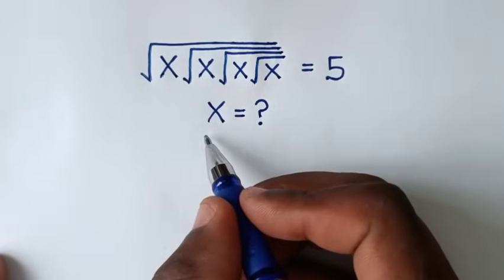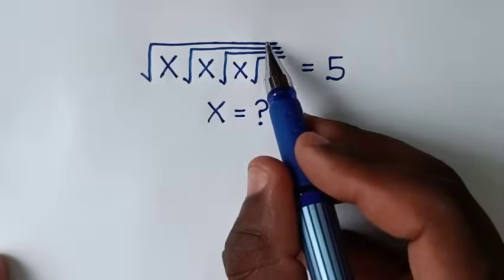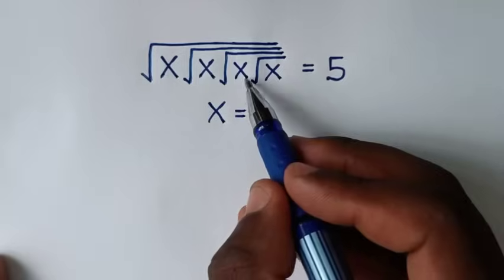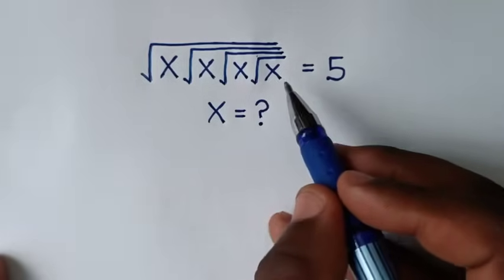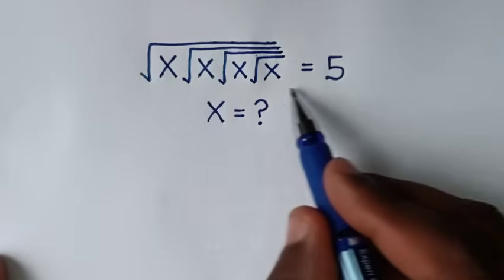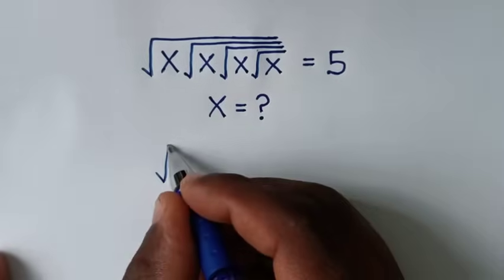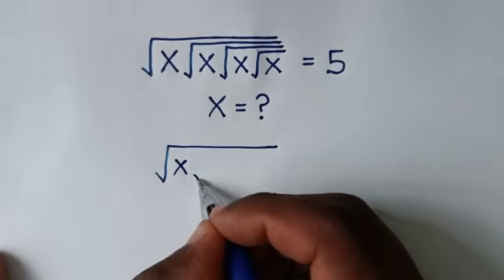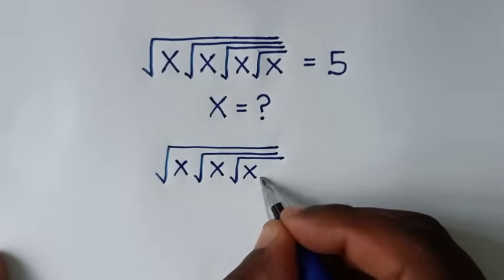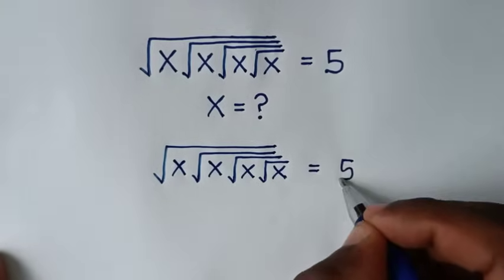Hello, you are welcome to solve this math problem, which is the square root of x and a square root of x and a square root of x and a square root of x is equal to 5. To find the value of x from this equation. Now from our problem, the square root of x and a square root of x and a square root of x and a square root of x is equal to 5.